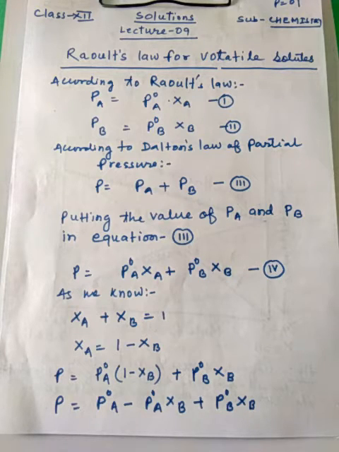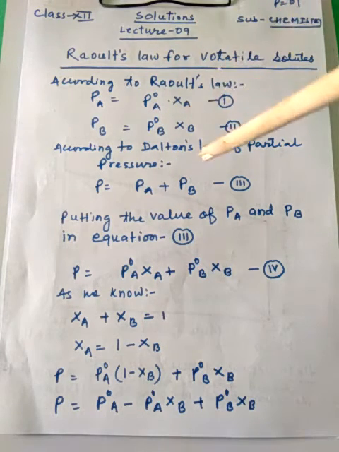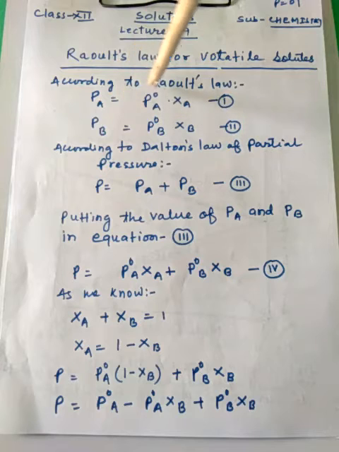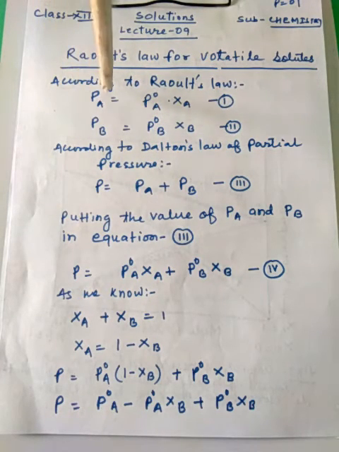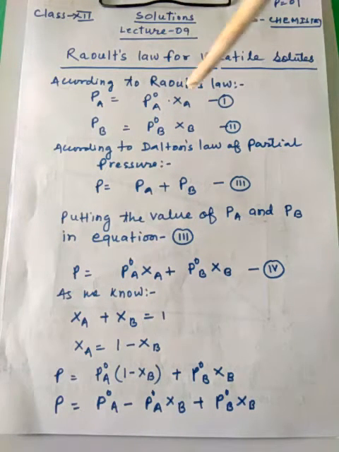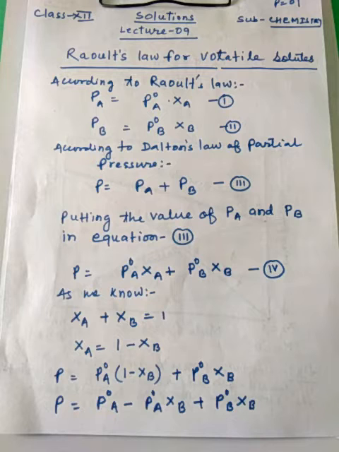Now we see, according to Raoult's law, PA equals P naught A into XA. PA is the vapor pressure of one component in the solution, P naught A is the vapor pressure of the pure component, and XA is the mole fraction of that component. Similarly, PB equals P naught B into XB.